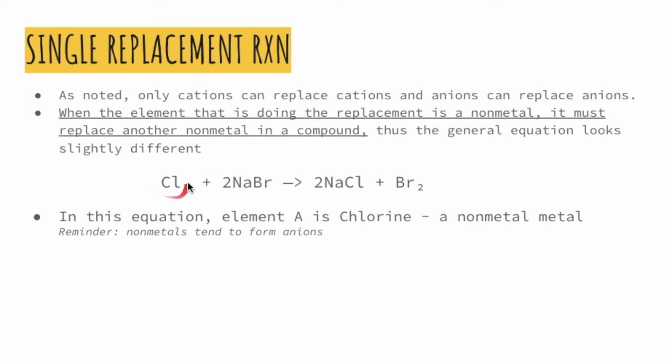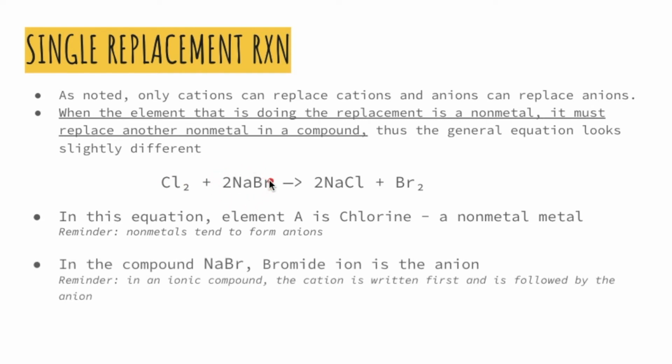In this equation, our element A is going to be chlorine. Chlorine is going to be doing the replacing. Chlorine is also located in group 17, which makes it a nonmetal. And nonmetals tend to form anions. Given that information, we know that chlorine is going to have to replace the anion in our compound.